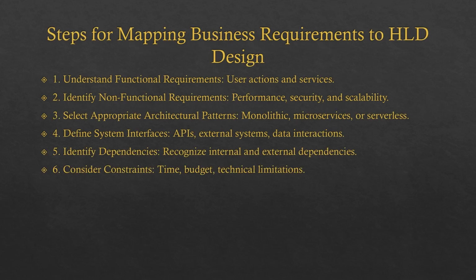Let's break down the steps for mapping business requirements to high level design. First, we need to fully understand the functional requirements. What actions must the system take? Then identify the non-functional requirements such as security, performance, and scalability. After that, choose the right architectural pattern, whether it's monolithic, microservices, or serverless. Next, define the system interfaces, how the components will interact with each other and external systems. Don't forget to identify dependencies and constraints to avoid potential roadblocks down the line.